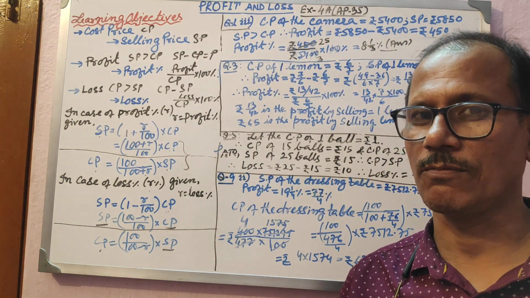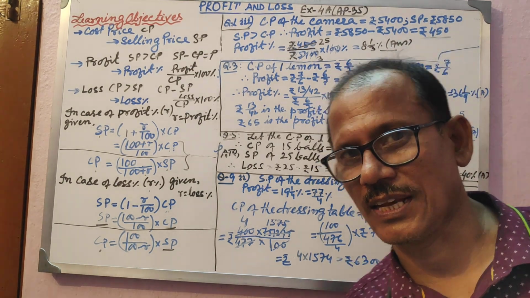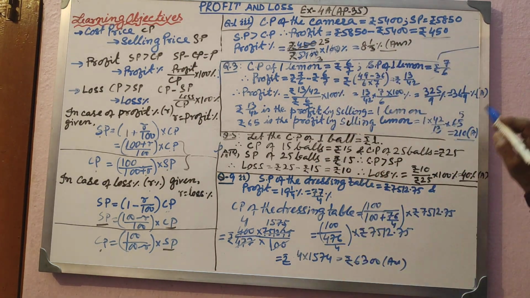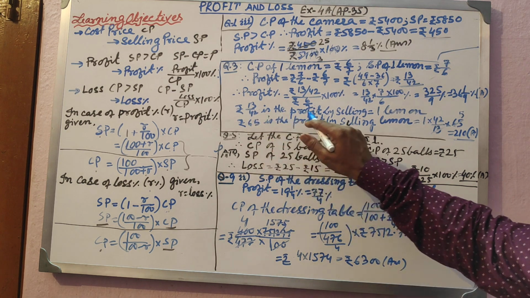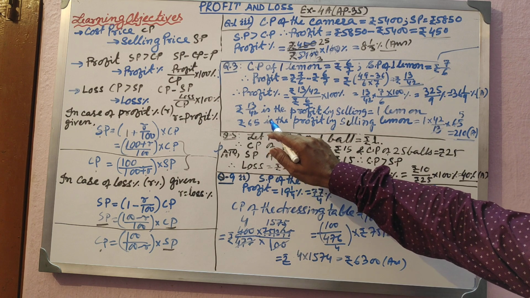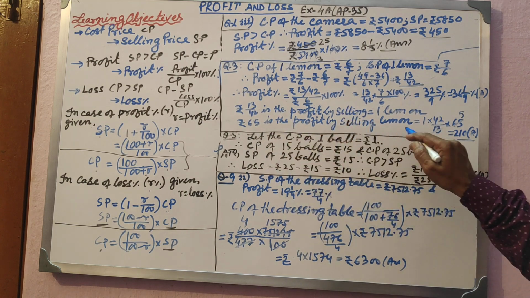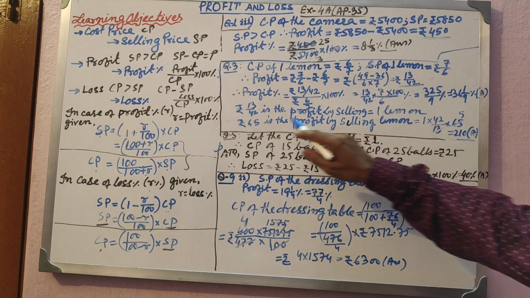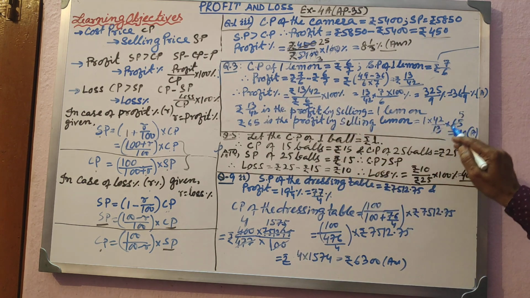65 rupees he needs to gain as profit. How many lemons does he need to sell? See, by selling 1 lemon, how much is the profit? Rupees 13 by 42. So 13 by 42 rupees is the profit by selling 1 lemon. Therefore, rupees 65 is the profit by selling how many lemons? Equal to 1 lemon, then this fraction will become reciprocal: 42 by 13 into 65, that will become 210. So by selling 210, he will get 65 rupees profit. I hope you are understanding.